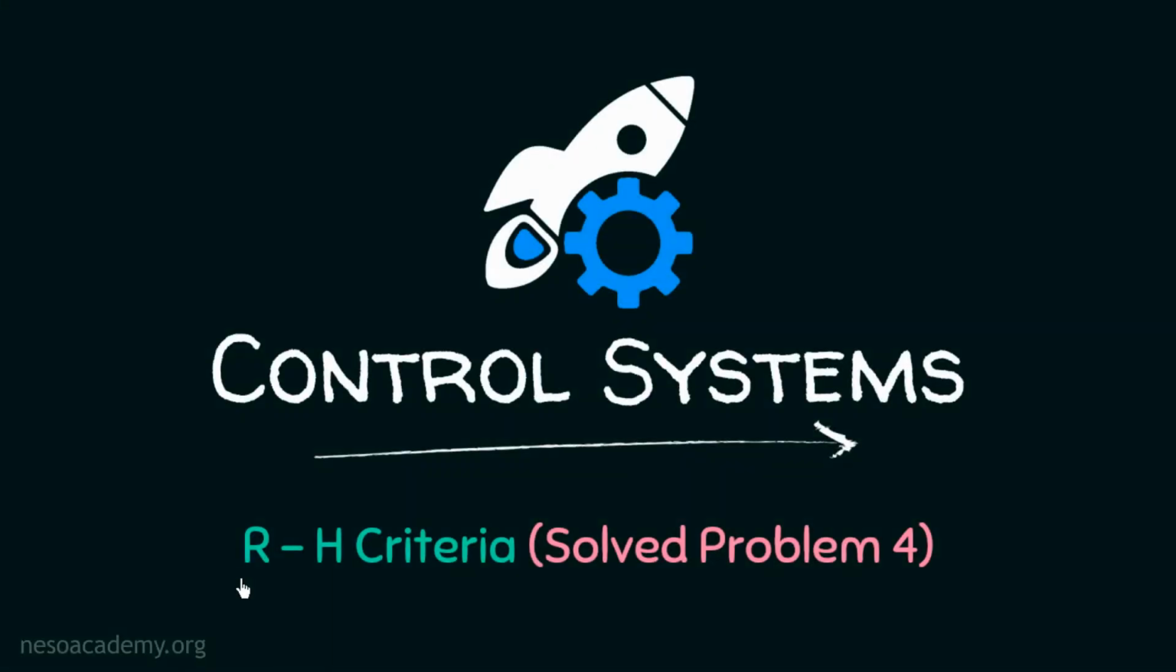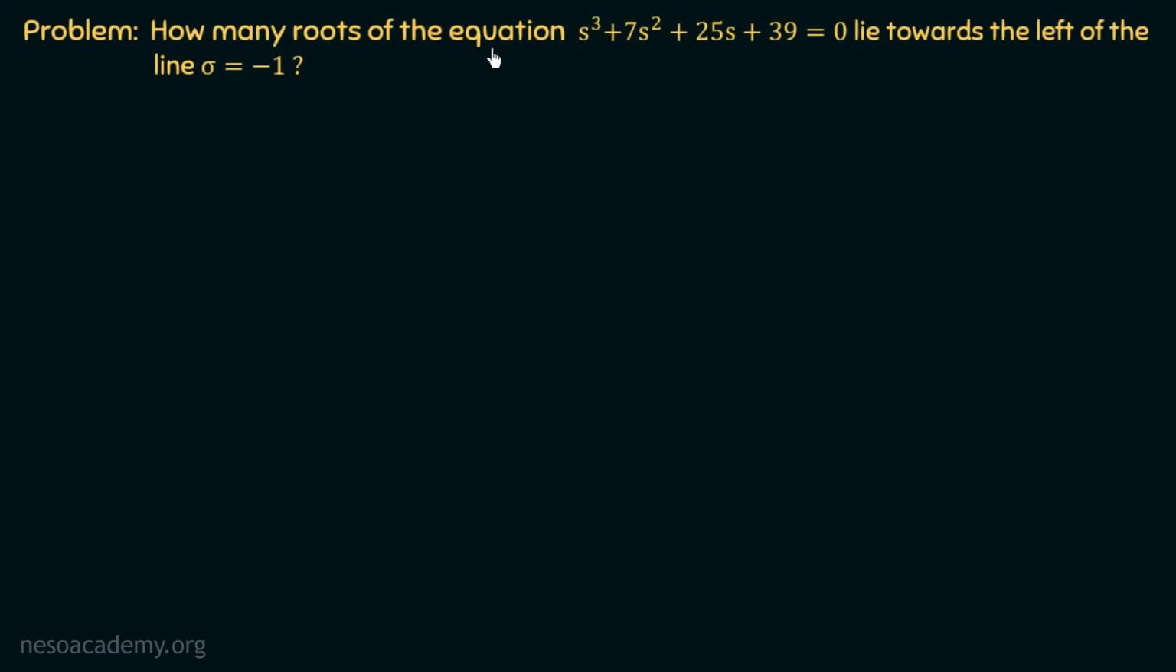Till now, we have discussed 3 problems based on RH criteria. Now, in this presentation, we will discuss problem number 4 on RH criteria. So, let's get started. How many roots of the equation s cube plus 7s squared plus 25s plus 39 equal to 0 lie towards the left of the line sigma equal to -1?